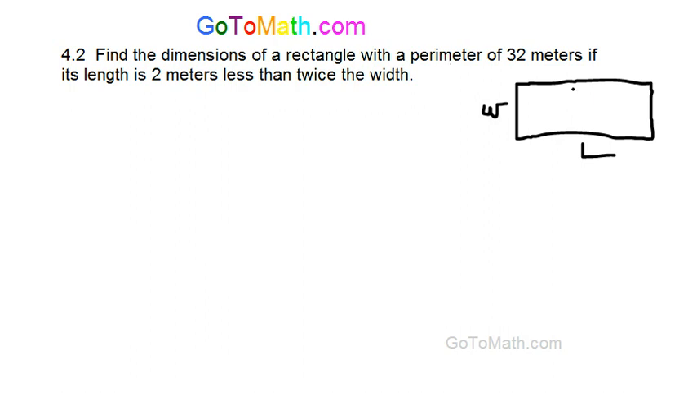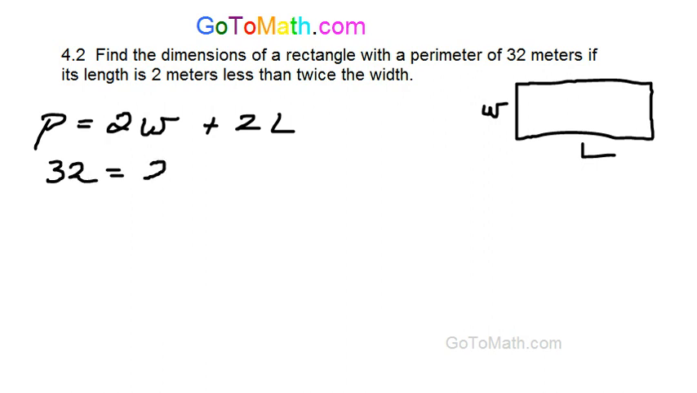Okay, so find the dimensions of the rectangle with a perimeter of 32 meters. So let's go ahead and write that formula for finding the perimeter. So the perimeter is twice the width plus twice the length, right? Remember, that's the distance all the way around. Okay. And of course it's equal to 32, so 32 is equal to 2w plus 2l. Alright, now we need to get this equation all in terms of one variable.